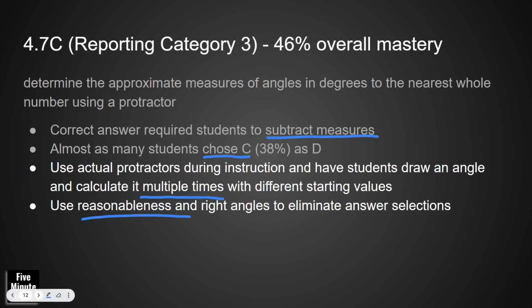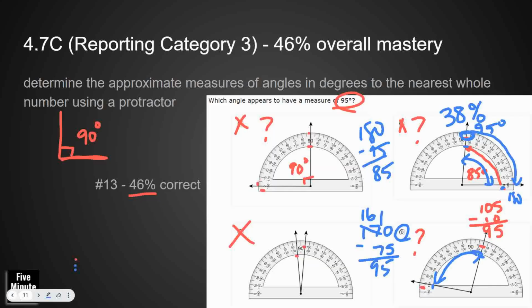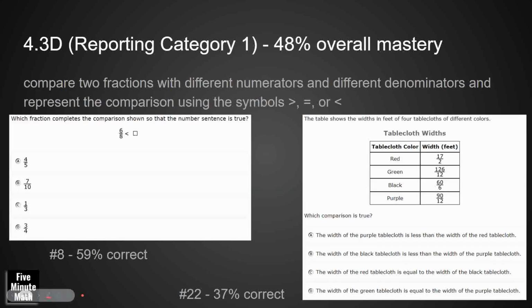And then that reasonableness and right angle could have at least eliminated one answer choice, right? That is answer choice B. We should have eliminated it simply because it's too small. Next, we are looking at 4.3D. This is comparing two fractions with different numerators and different denominators. And we have only a 48% overall mastery.